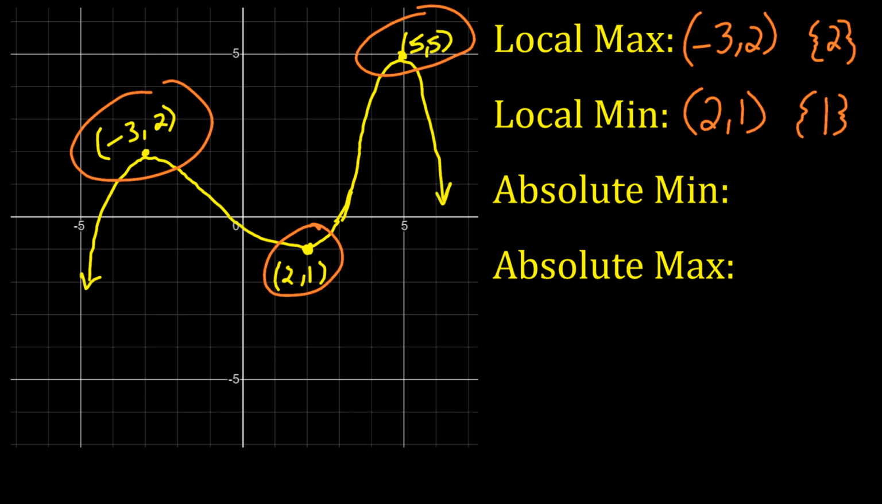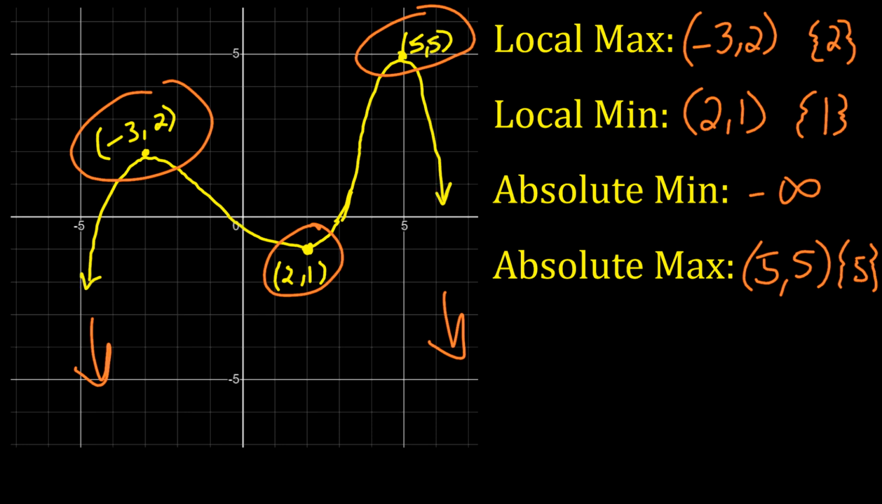And then the absolute min is going to be -infinity, because it's going to keep going down on both sides forever. And the absolute max is going to be at 5, 5. That point where it's the absolute highest on the graph, you would write that as the absolute max, or you could do just the y value. So whenever we're talking about the max and min, the extrema, you're focusing on the y value. Whenever you're talking about increasing and decreasing, you're focusing on the x value. So that's it for increasing, decreasing, and extrema.